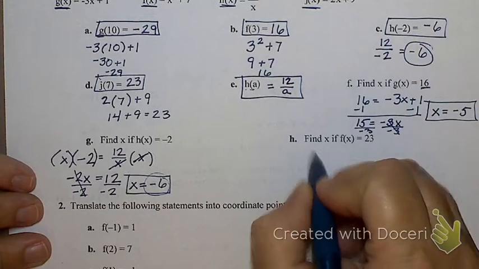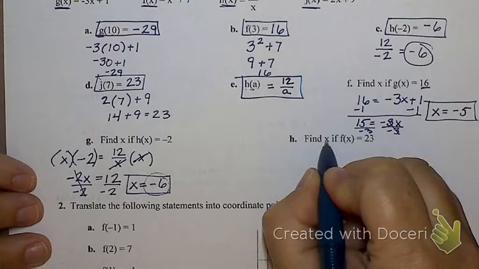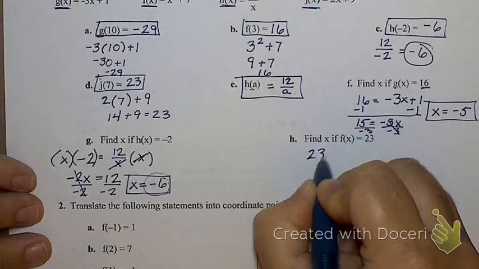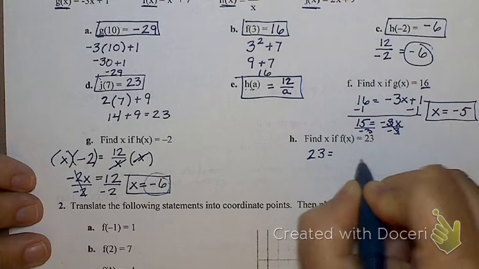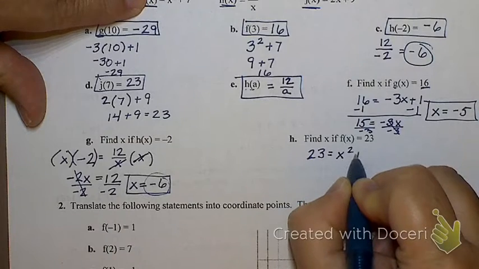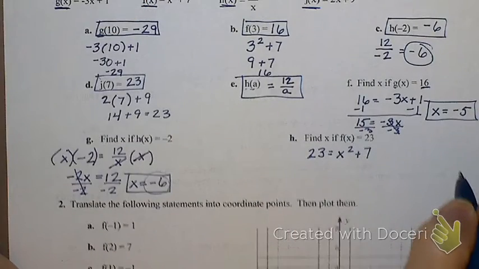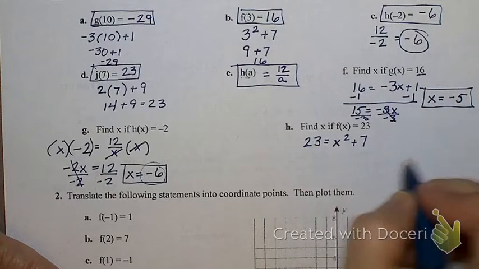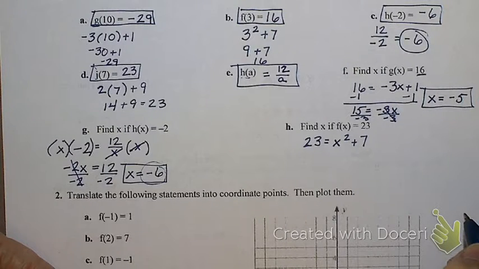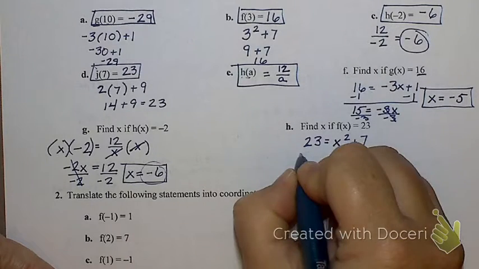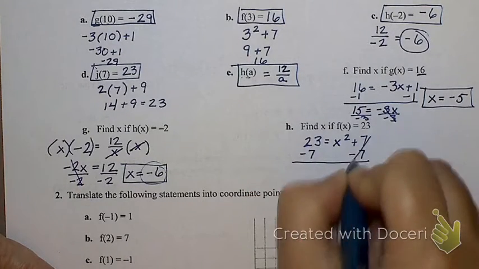These are the hardest ones, by the way. Find x if f of x equals 23. So 23, I'm going to set that equal to what? The f equation, which is x squared plus 7. Now, we won't have too many x squareds. We're going to stick with what's called linear, which is just the plain old x's, but I think we can do this one. What do I need to do here? Subtract 7. What is 23 minus 7?